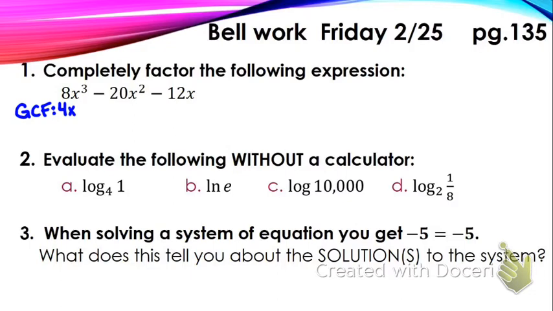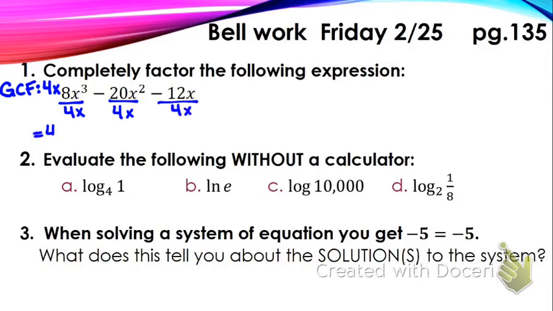And what do I do now that I know my greatest common factor is 4x? What's my next step? What do I do with that information? Divide them all by the GCF. Exactly. So I'm going to divide each one of these by 4x.